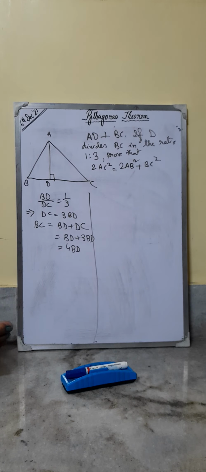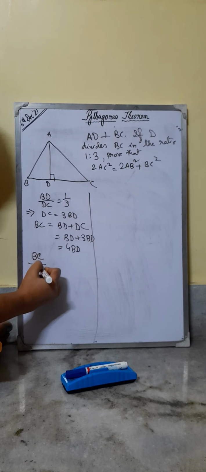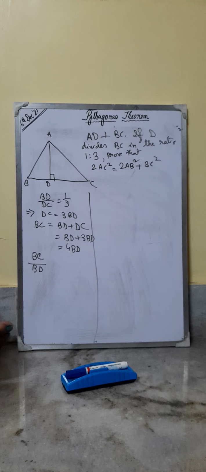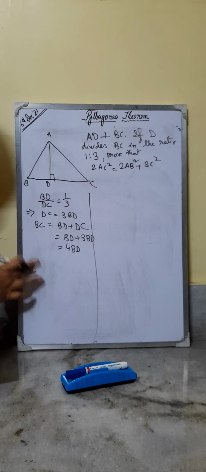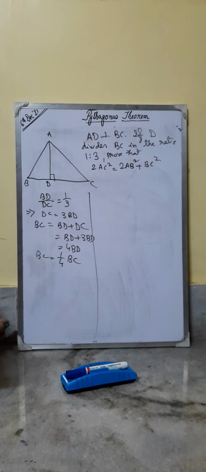Now, next, or you can write BC by BD equals 4, BD by BC. BC equals 4BD, or you can write BD equals what? BD equals 1/4 BC.